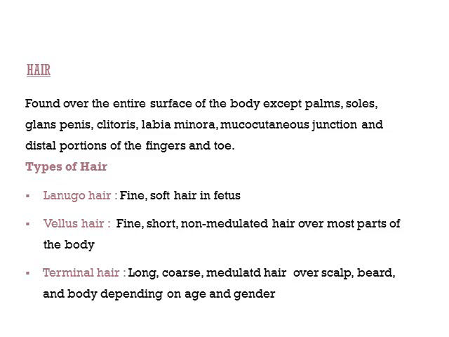What are the types of hair we have? We have lanugo hair, which is fine, soft hair in fetus. We have vellus hair, which is fine, short, non-medullated hair over most parts of the body. And then we have terminal hair, which is long, coarse, medullated hair over the scalp, beard, and body, depending upon the age and gender. So these are the three types of hair: lanugo hair, vellus hair, and terminal hair.